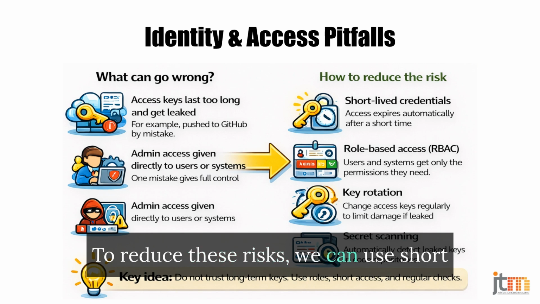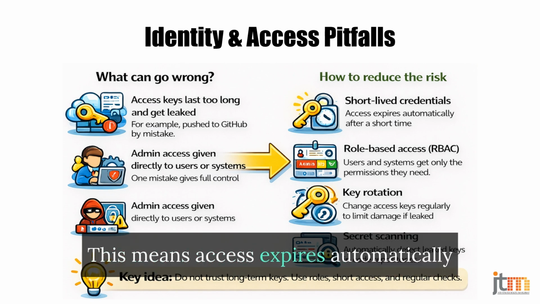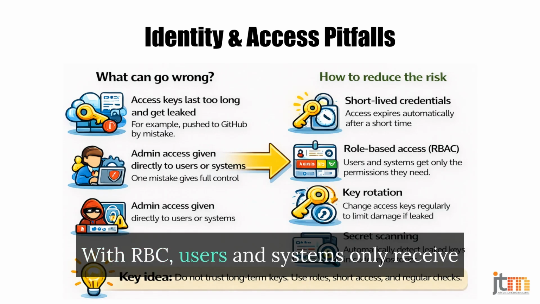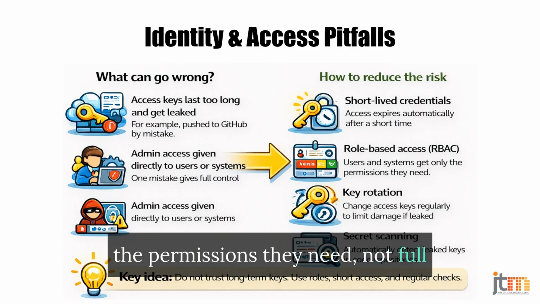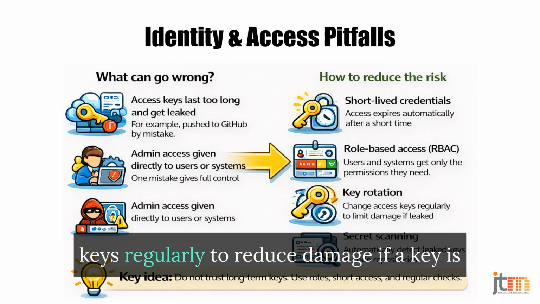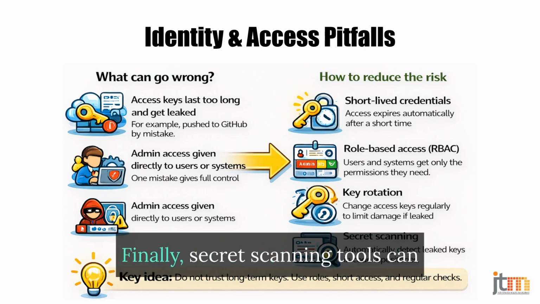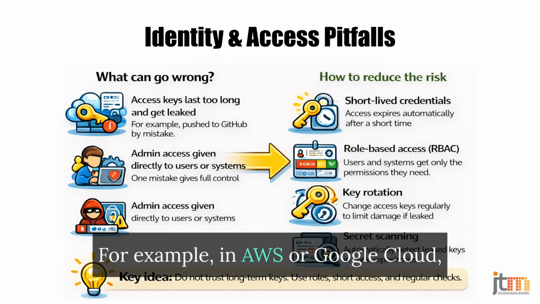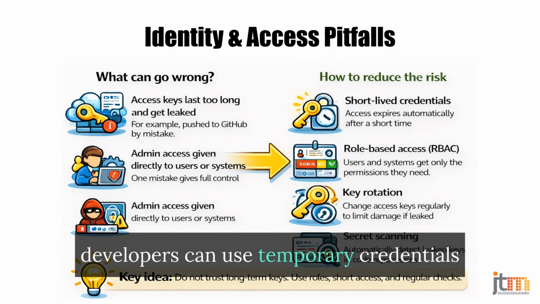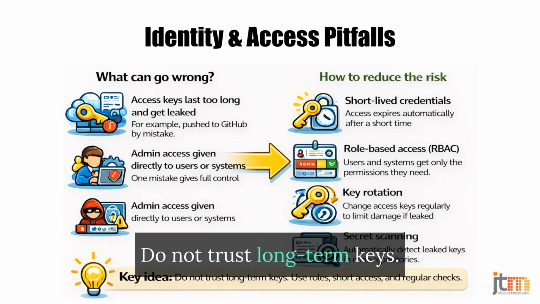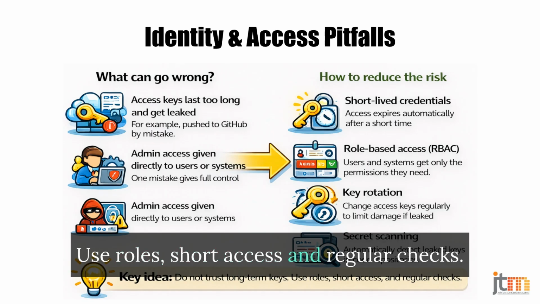To reduce these risks, we can use short-lived credentials. This means access expires automatically after a short time, reducing the chance of misuse. Another protection is role-based access control, or RBAC. With RBAC, users and systems only receive the permissions they need, not full administrator access. Organizations should also apply key rotation, which means changing access keys regularly to reduce damage if a key is leaked. Finally, secret scanning tools can automatically detect leaked keys in code repositories. For example, in AWS or Google Cloud, developers can use temporary credentials and IAM roles instead of permanent access keys. The key idea is simple. Do not trust long-term keys. Use roles, short access, and regular checks.